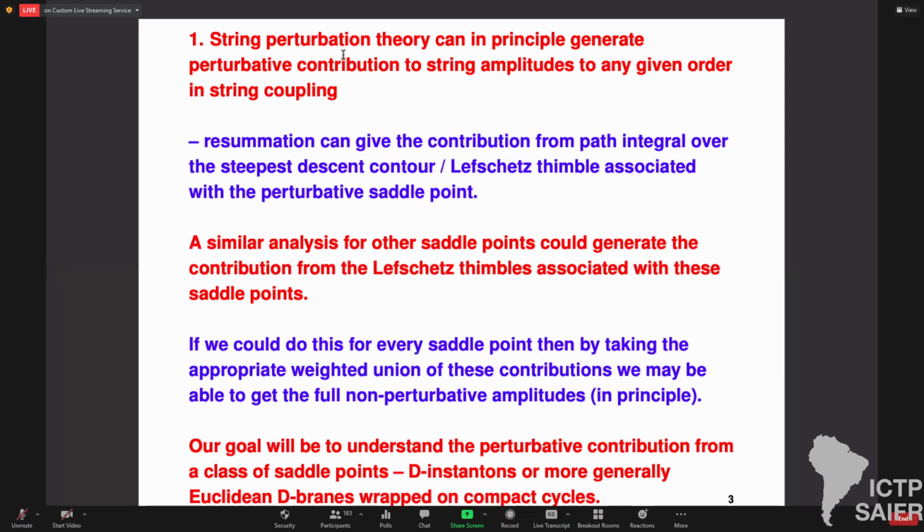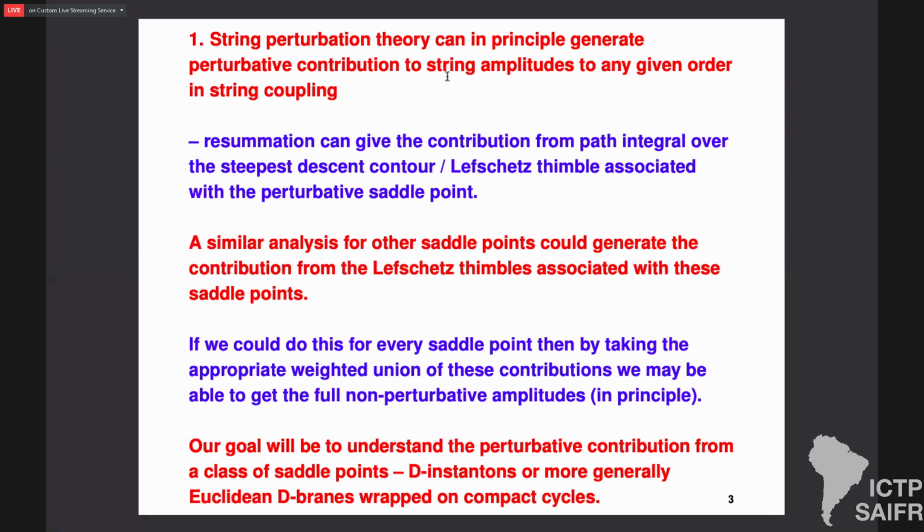So we know that string perturbation theory can, in principle, generate perturbative contributions to string amplitudes to any given order in string coupling. And you can imagine the resummation of this amplitude can give the contribution from the path integral over the steepest descent contour, or more generally, the Lefschetz thimble associated with the perturbative saddle point. Now, if we can carry out a similar analysis for other saddle points, then that could generate the contribution from the Lefschetz thimbles associated with these other saddle points. And if we could do this for every saddle point, then by taking an appropriate weighted union of these contributions, we may be able to give a non-perturbative definition of string theory, at least in principle.